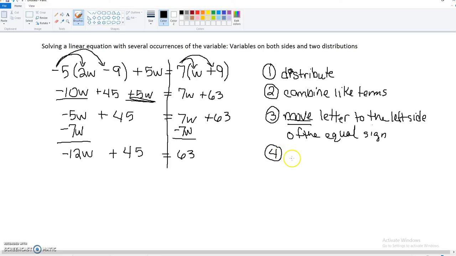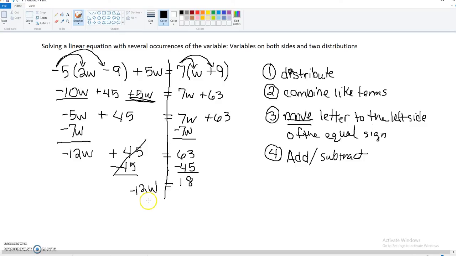Okay, and from here, we're going to be doing that whole add, subtract, depending on what we have. So we've got a positive, so we're going to subtract 45 on both sides. Trying to adjust this pin here, it's not working very well. 18. Okay, and of course that canceled, so we're going to bring down that -12w. And we're going to divide both sides by -12.